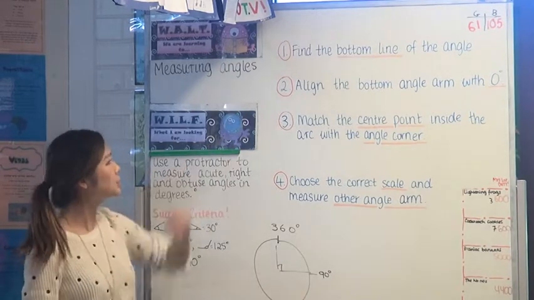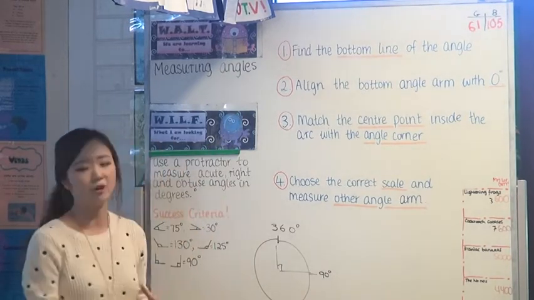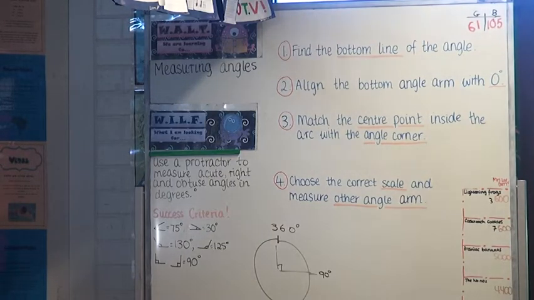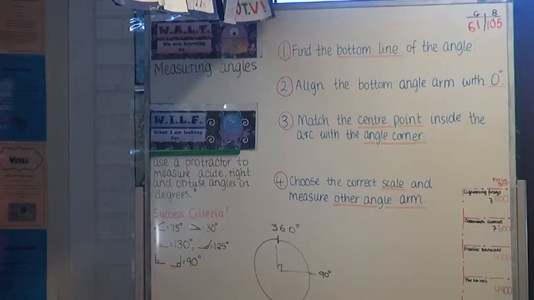Okay? Now, the first step is to find the bottom line of the angle. If my angle is here, I obviously know that's an acute angle because it's less than 90 degrees. Find the bottom line of the angle. If it was going this way, you'd find the other bottom line.